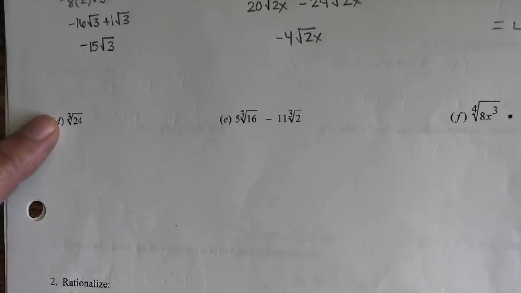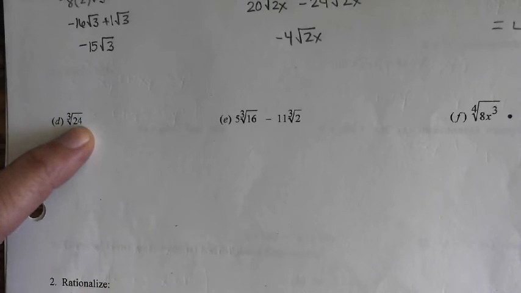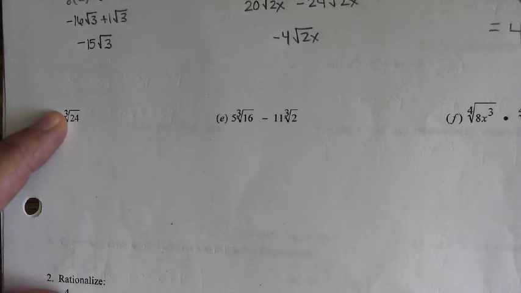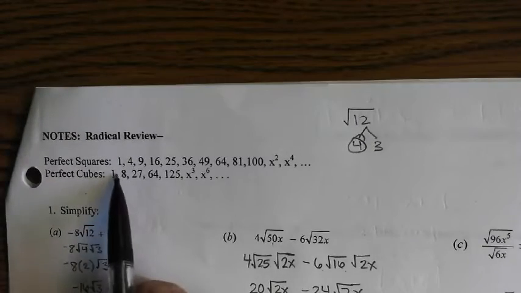Now, if I get to cubed roots, I've got a different task here. I don't care that 4 goes into 24. 4 is a perfect square. I'm not looking for perfect squares when they're asking for the cubed root. I'm looking for perfect cubes. So we look at a different list.